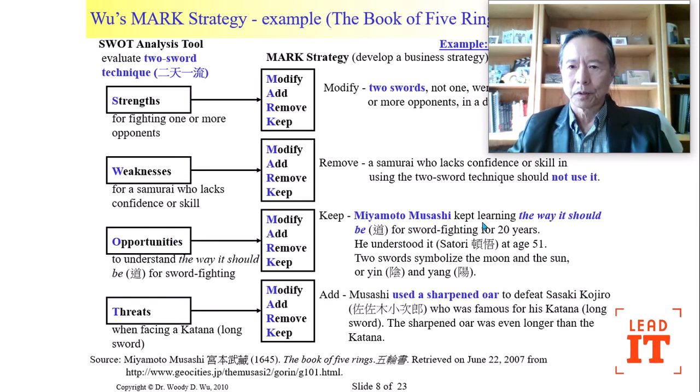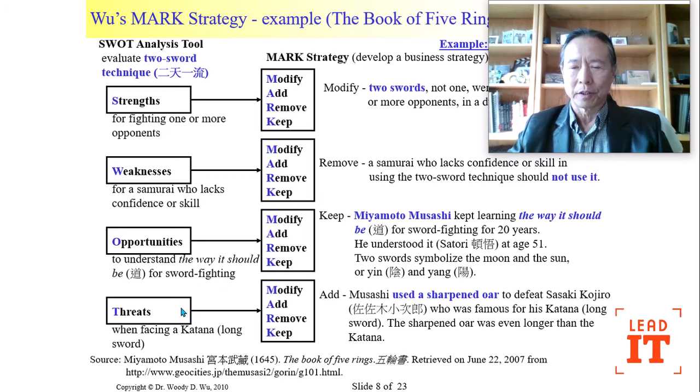Miyamoto Musashi learned the way it should be and had a satori. He started to understand at age 51. And these two swords symbolize yin and yang, or you can say the moon and the sun.